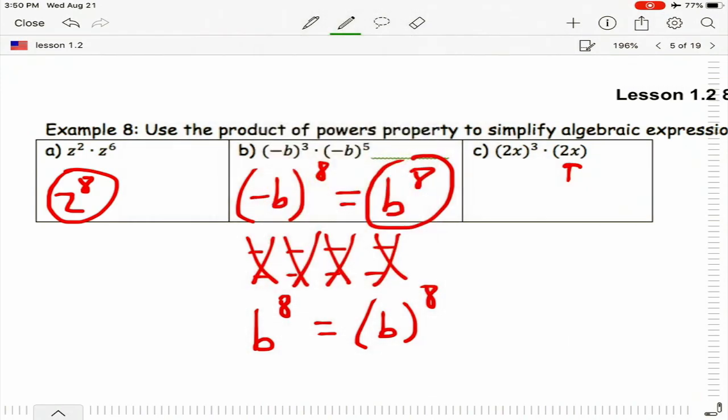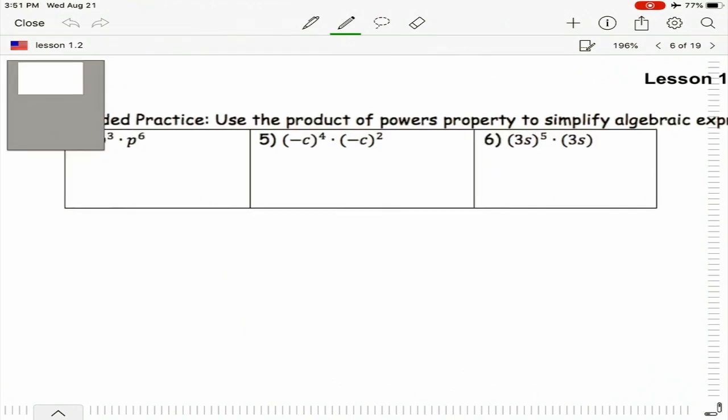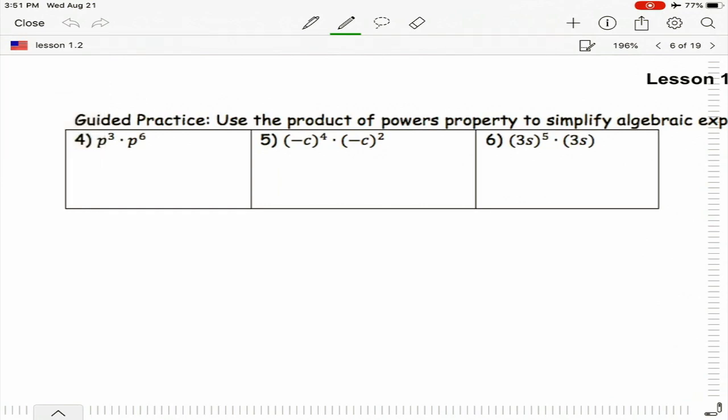2x doesn't have an exponent, so I'm going to give it an exponent. Put a little 1 there. And everything else is the same. My bases are the same, 2x and 2x. So I can leave it the same, leaving it as 2x with the parentheses. And then I'm going to add my exponents. 3 plus 1 is 4. Go ahead and do the guided practice on your own.